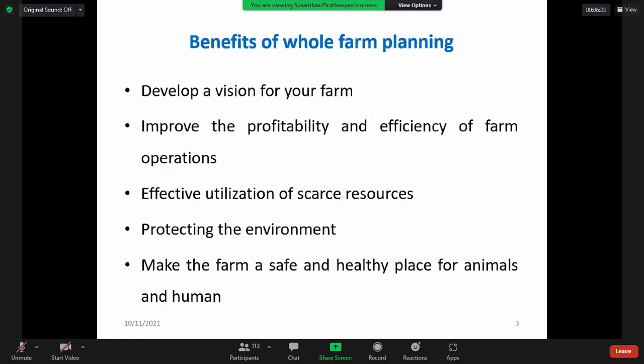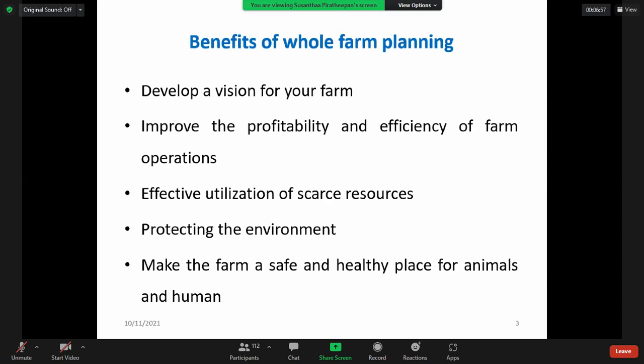Let's discuss the benefits of farm planning. The first benefit is developing a vision for your farm. If you have good farm planning, you can develop a vision for your farm activities. The second one is improving the profitability and efficiency of farm operations. As your friends already mentioned, we can get higher yield, we can use resources efficiently, and we can rear more animals according to the space. Those are the benefits we can get from farm planning.